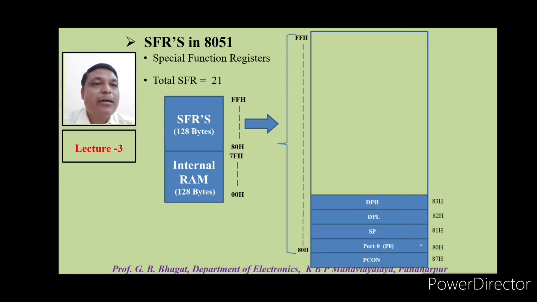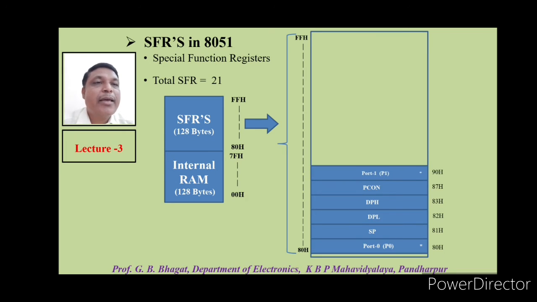Next, there is another SFR, PCON, the power control register, having address 87H. Next, address 90 is assigned for port 1, that is P1. Again this P1 is bit addressable, as a star is given there. The next SFR is SCON, which is also bit addressable, at address 98H. Next is SBUF, having address 99H.